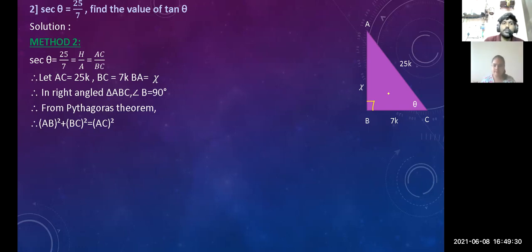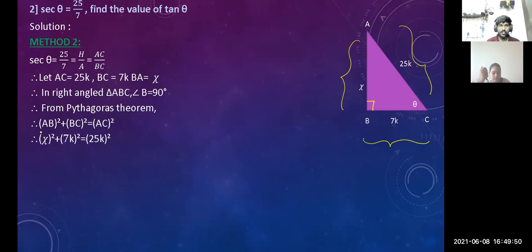Up to here, is the sum clear? Okay. Now we'll use Pythagoras theorem. So Pythagoras theorem says AB square plus BC square is equal to AC square. Now substitute the value. AB is X, BC is 7K, AC is 25K. So here you'll have X square plus 7K the whole square.